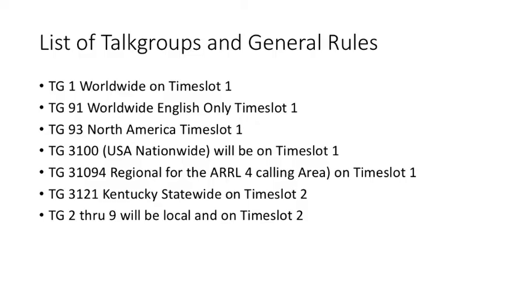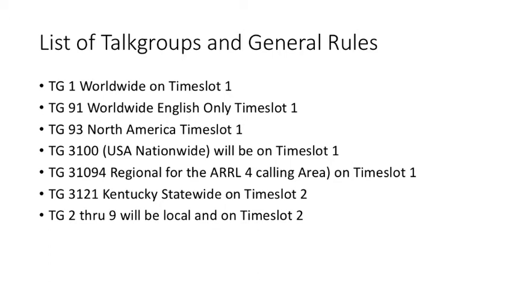So let's talk about this list of talk groups and some just general rules. So TG1, and these are from the Brandmaster Network, which is what I operate on and what most everybody in the amateur market is moving to. So Talk Group 1 is worldwide, and it's always on time slot 1 when a repeater owner programs it. And when you programmed your radio, you would put it for time slot 1. Talk Group 91 is worldwide English only.